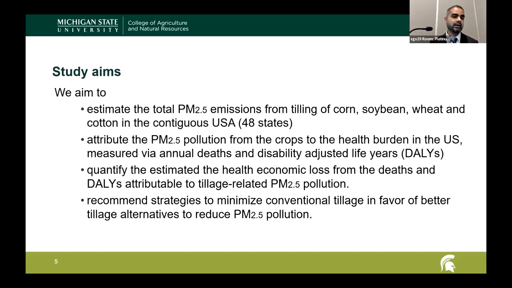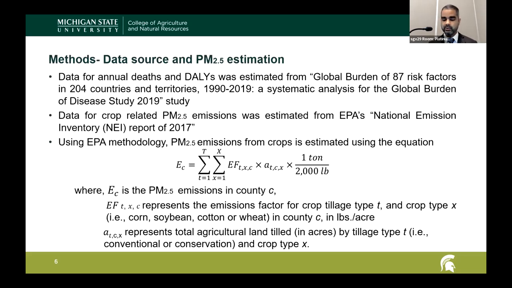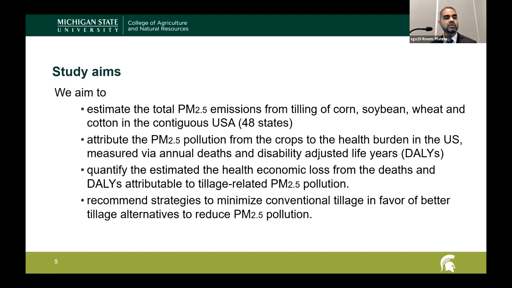So what are the aims of our study? We aim to estimate the total PM2.5 emissions from tilling of corn, soybean, wheat, and cotton, which are four of the most major crops in the contiguous United States. So that is 48 states. Then we aim to attribute PM2.5 pollution from these crops to the health burden in the US. Here, health burden is measured via annual deaths and disability adjusted life years, which is DALYs. We also aim to quantify the estimated health economic loss from death and DALYs attributable to tillage-related PM2.5 pollution. And finally, we recommend some strategies to minimize conventional tillage in favor of better tillage practices, which reduce PM2.5 pollution.